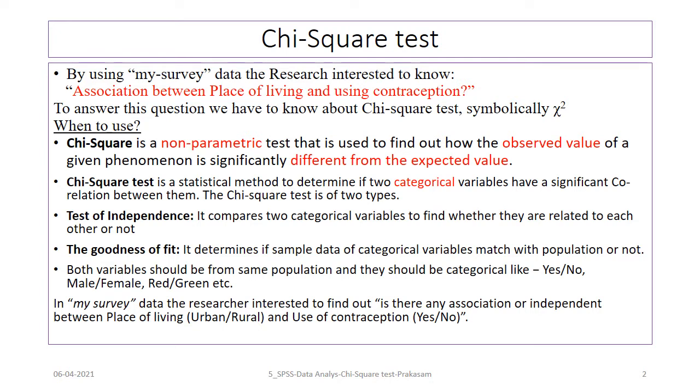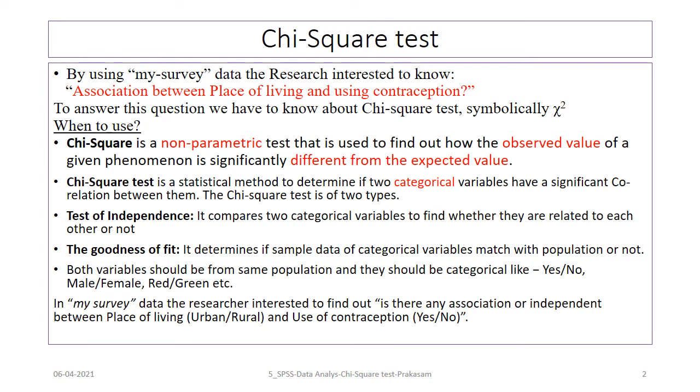Symbolically, it is written as chi-square. When to use chi-square? Chi-square test basically is a non-parametric test. It is used to find out how the observed value of a given phenomenon is significantly different from the expected values.